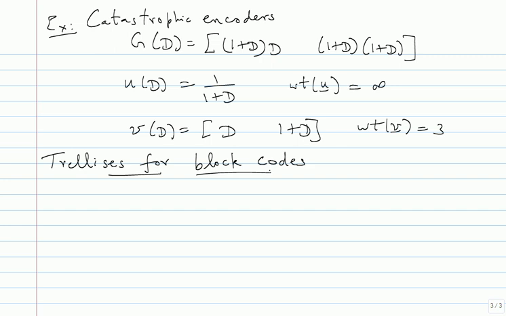So the question is, can you come up with anything like a trellis for the block code? The second thing is, how many states will it have, right? That's also an important thing. If it ends up having a huge number of states, then maybe that's also not very efficient.